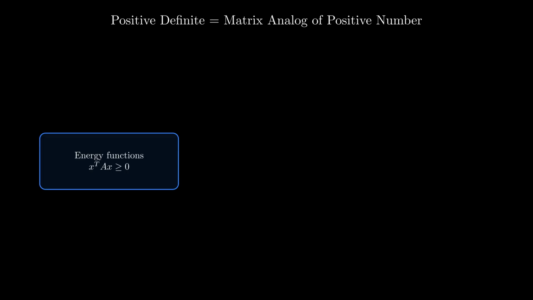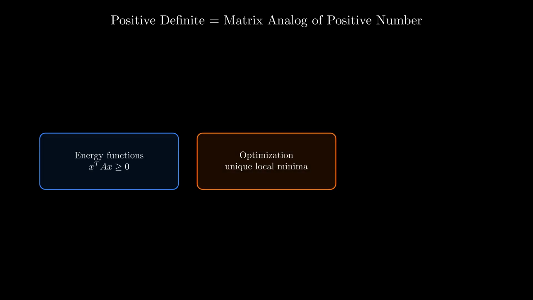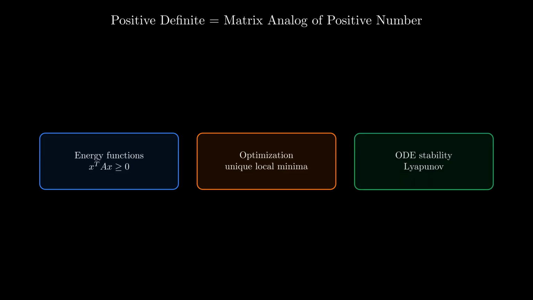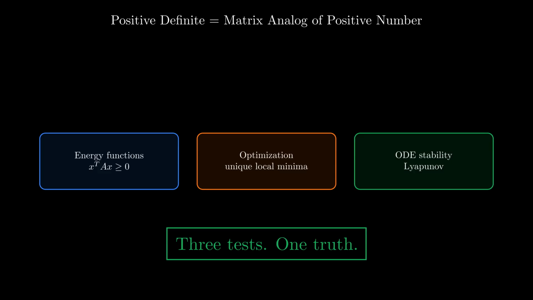Where this leads, positive definite matrices are the matrix analog of positive numbers. They define energy functions, guarantee unique minima in optimization, and certify stability of dynamical systems. 3 tests, 1 truth, and now you can apply whichever one fits your problem.